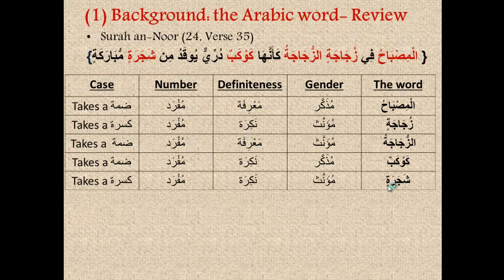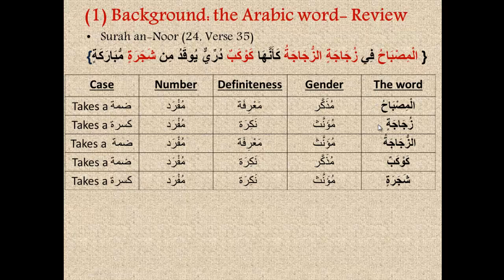This is a segment taken from the middle of verse 35 in Surah An-Nur. Let's focus on the words highlighted here. Al-misbahu zujajatin, az-zujajatu kawkabun, and shajaratin. Al-misbahu, we hear the al, we know it is ma'rifah. The word is mudhakkar, mufrad, and takes a dhamma.